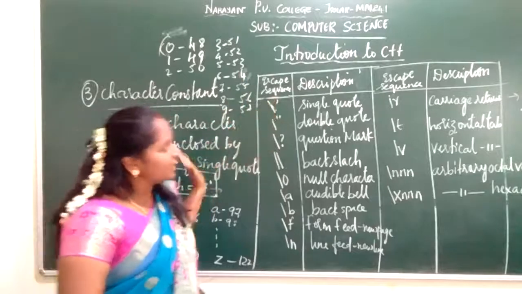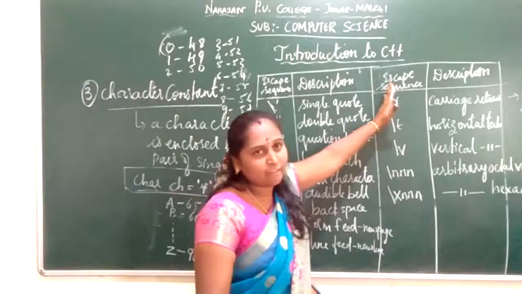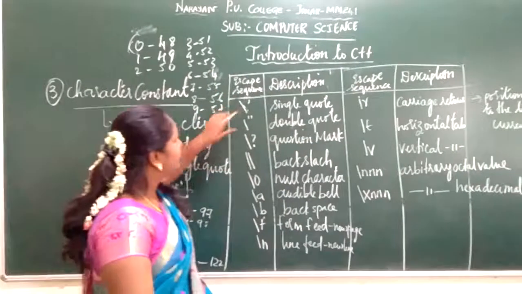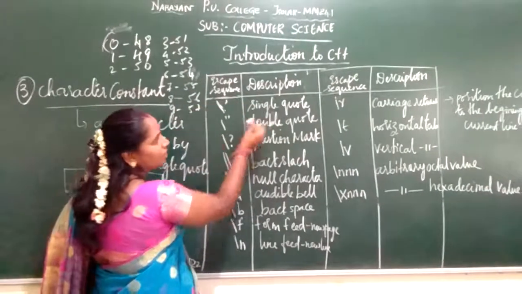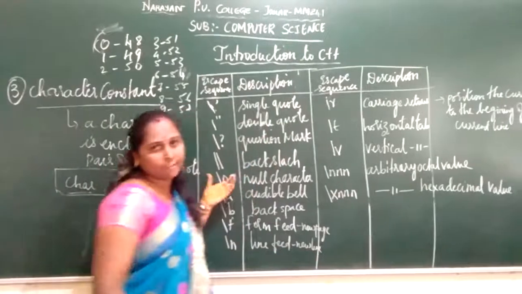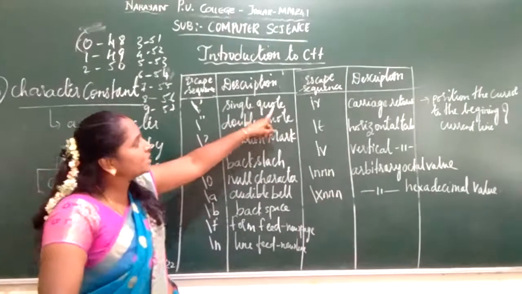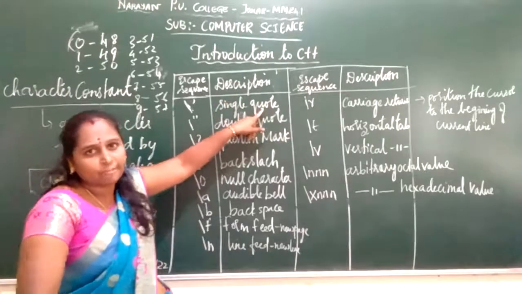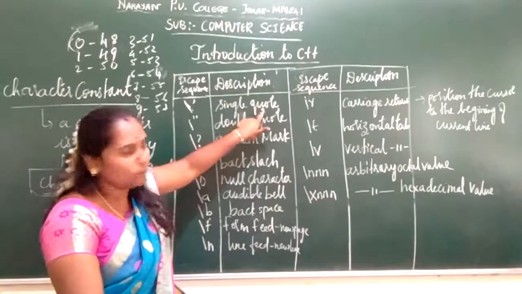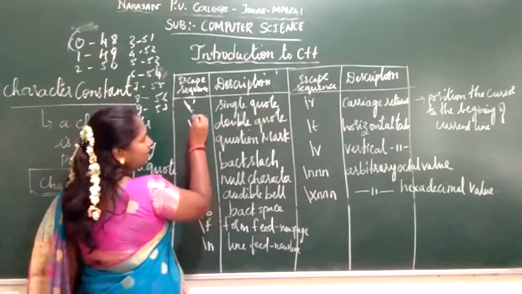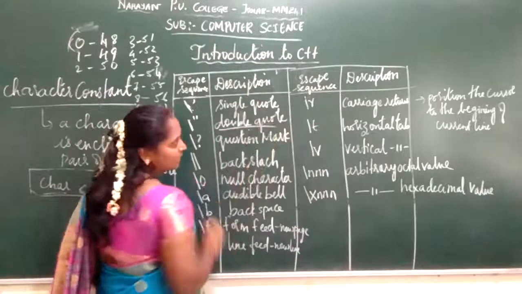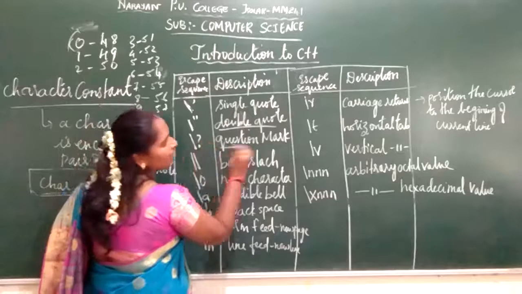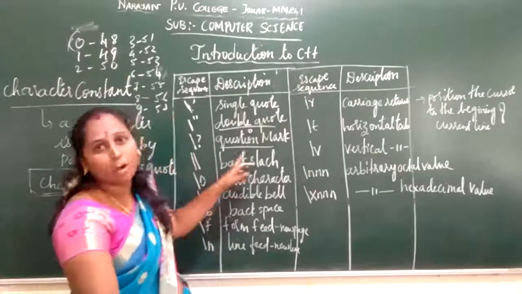There are a number of escape sequences, and their descriptions are given. Let's see them one by one. The first one is backslash single quote. This displays a single quote character on the execution of the program. Next you have backslash double quote, which displays a double quote character. Next you have backslash question mark, which displays a question mark on the output screen.